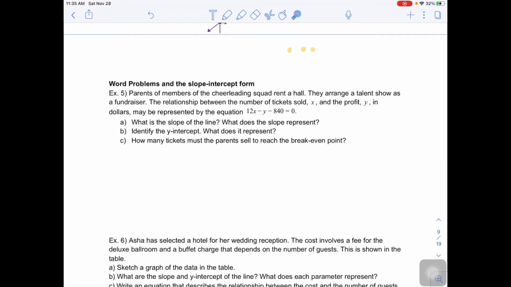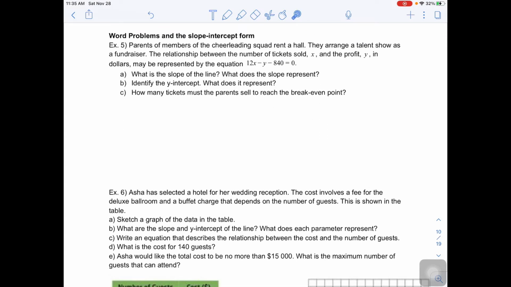So now we're on to word problems and the slope-intercept form. Okay, so for this, we need to know how to do some word problems and apply our slope-intercept form.